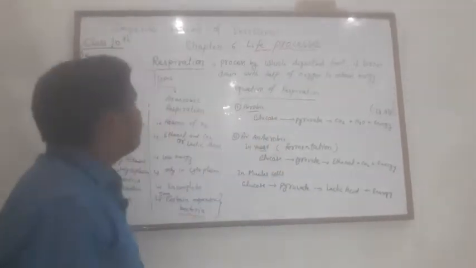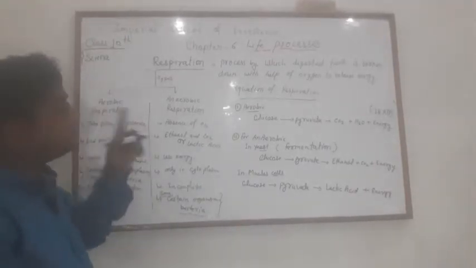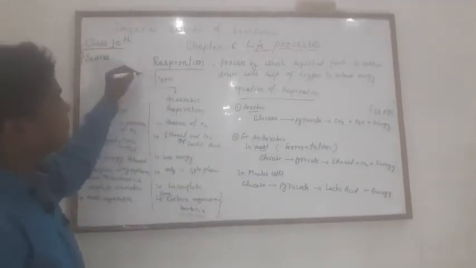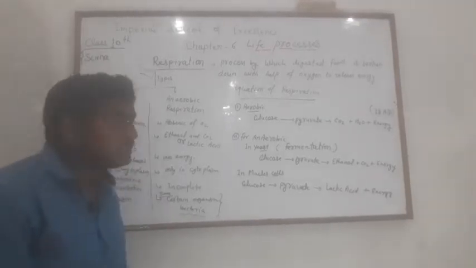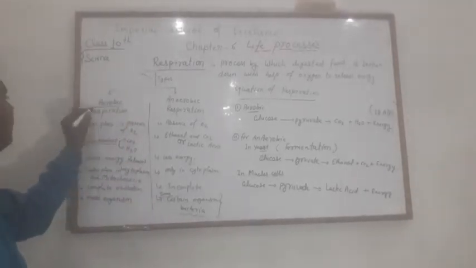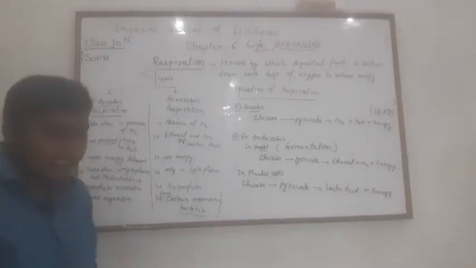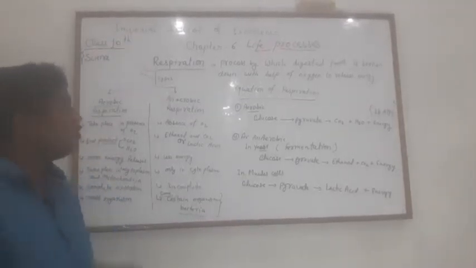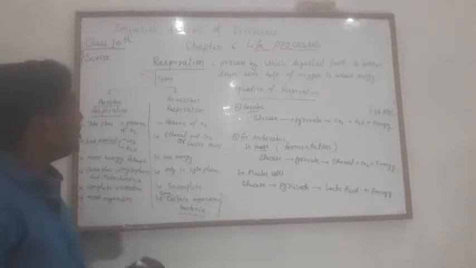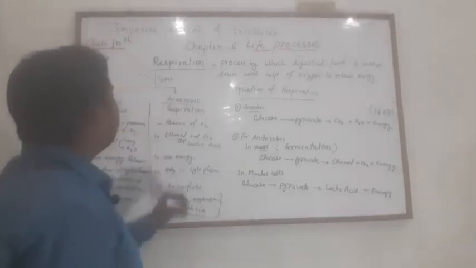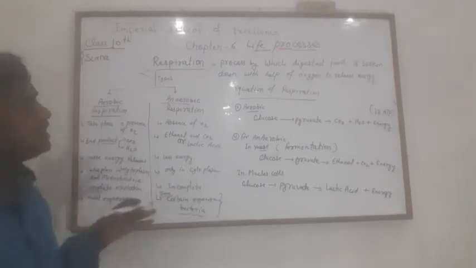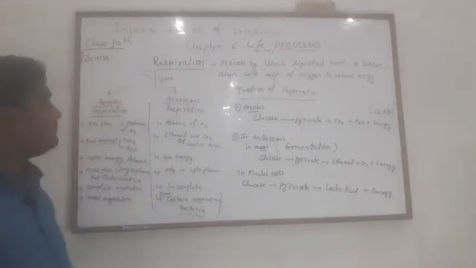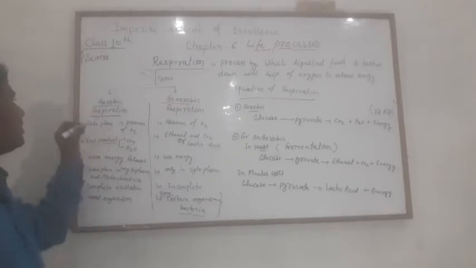Now we are moving to the types of respiration. See dear students, there are two types of respiration. One is aerobic respiration, and another one is anaerobic respiration. So let's talk about the differences. We will study and we will see their equations and everything. So what is aerobic respiration?